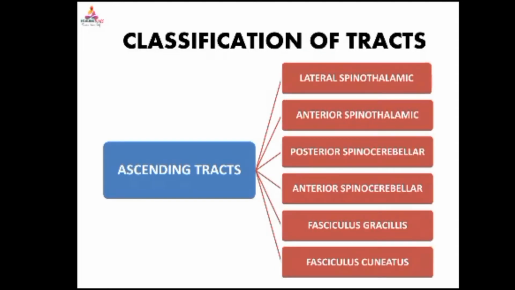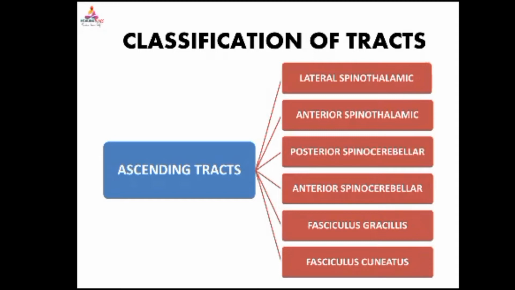Next are the ascending tracts. The ascending tracts conduct the impulse from the periphery to the brain through the cord. The important ascending tracts fall into the following three types.